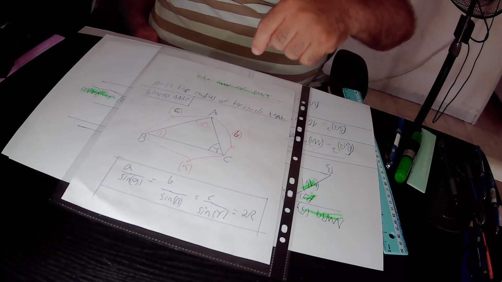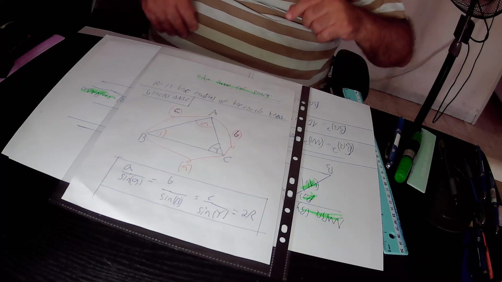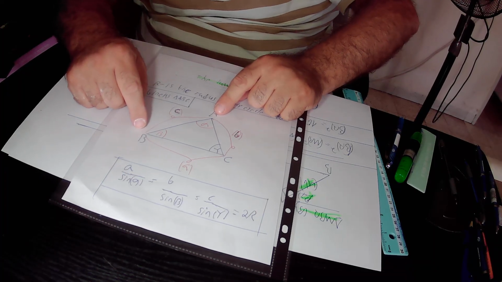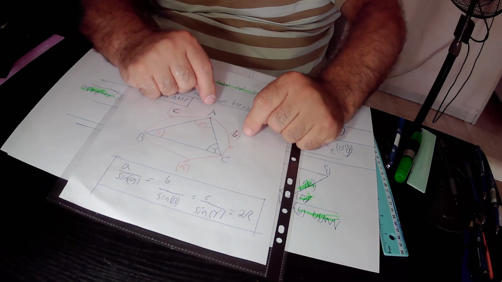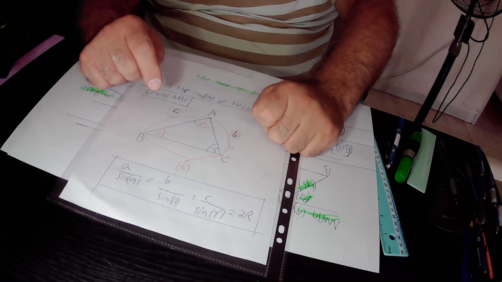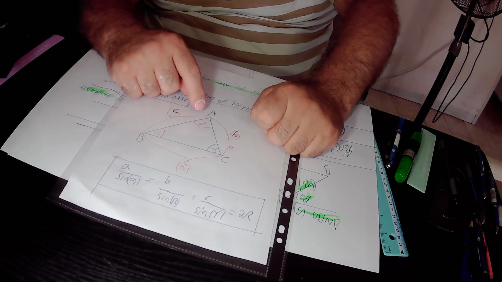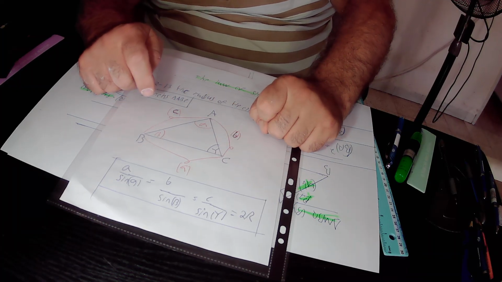So actually, this is triangle ABC that could be any triangle. Side AB of that triangle ABC equals c units in its length. Side AC equals b units in its length. And side BC equals a units in its length. This is angle alpha, this is angle beta, and this is angle gamma.